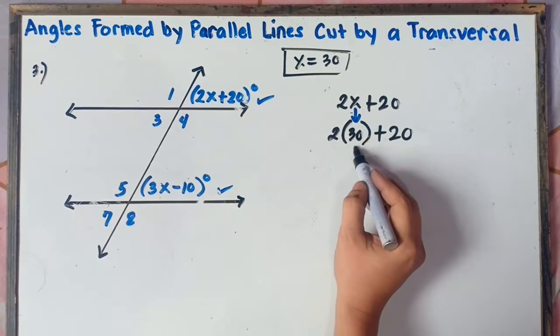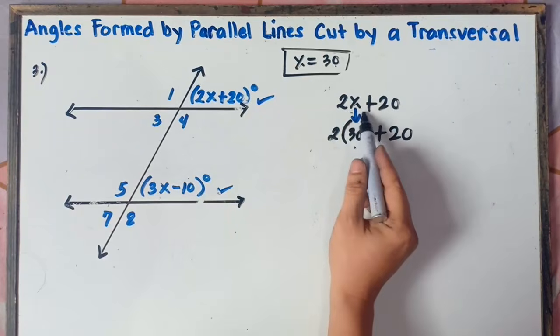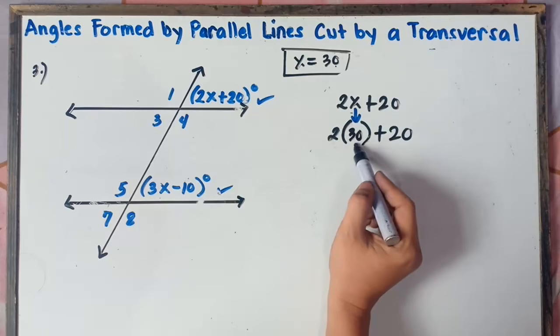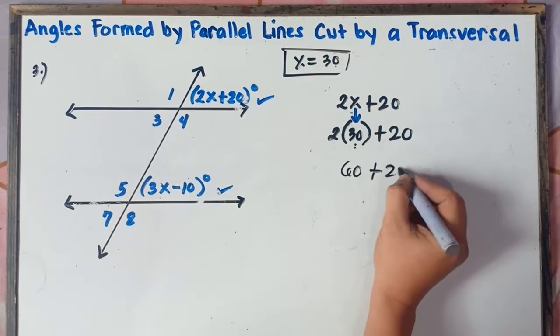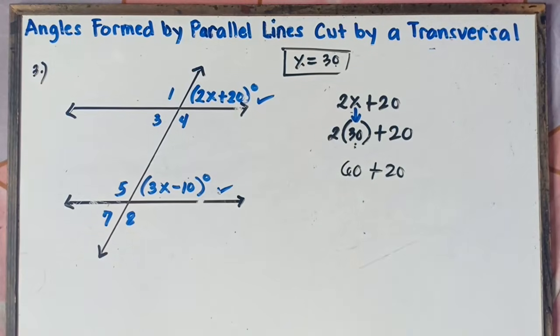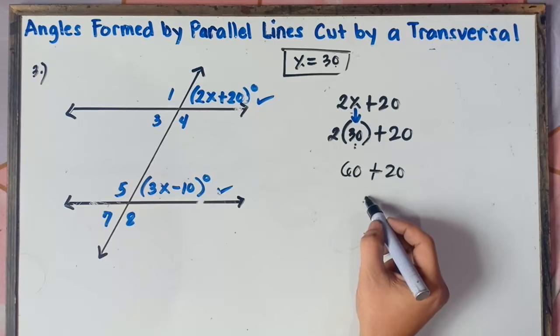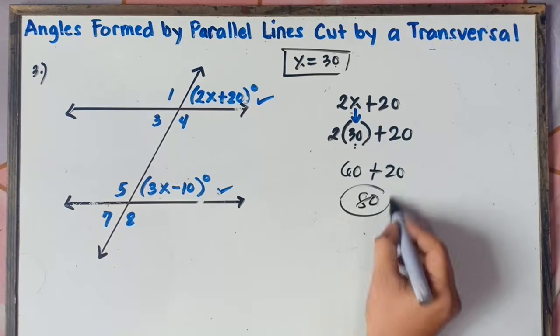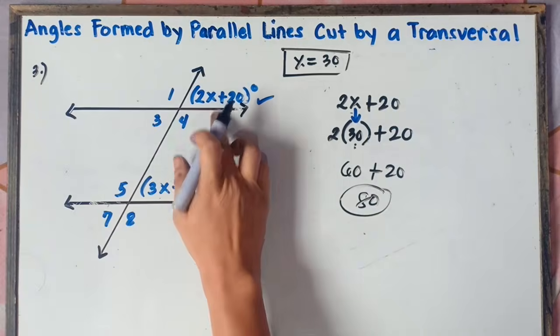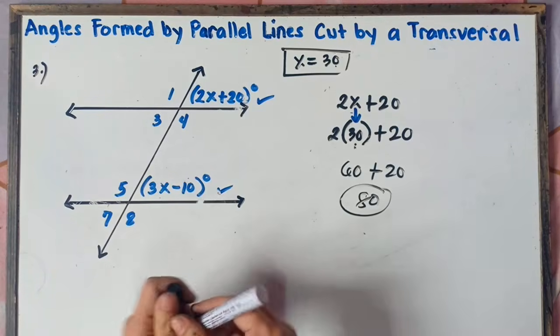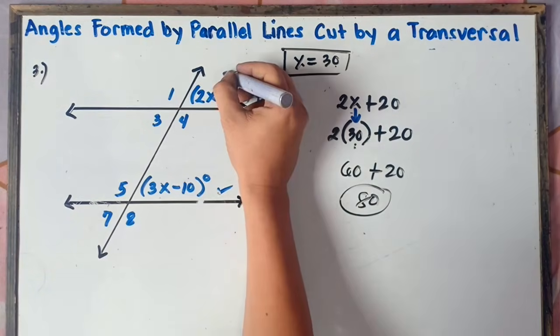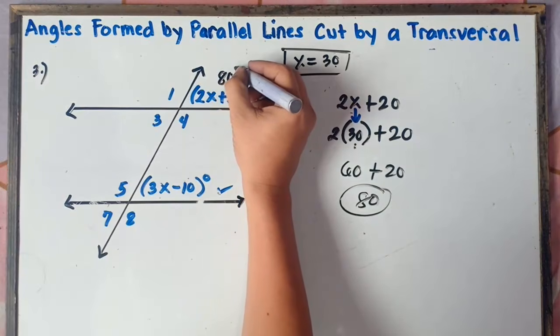Sir, where did you get 30? That would be the value of x. So, 2x, that would be 2 times x, and the x value is 30. So, 2 times 30, that would be 60, plus 20. So, therefore, 60 plus 20 is equal to 80. So, therefore, this one right here is 80 degrees. Once again, class, this is 80 degrees.